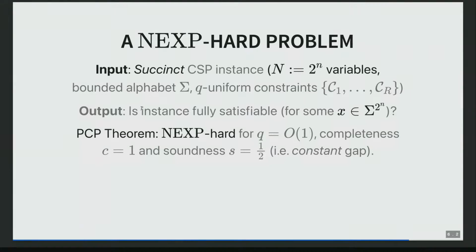Again, by the PCP theorem, even for constant size alphabet and constant uniformity, we can still get a constant gap. Either we satisfy all the constraints or only half of them.